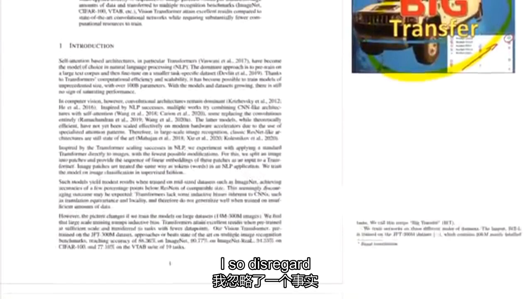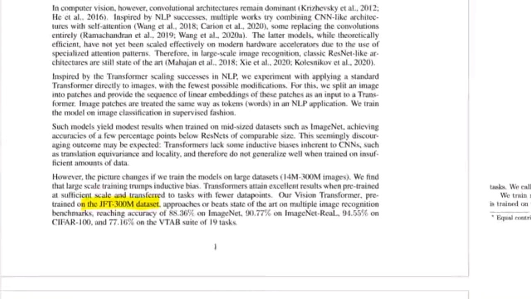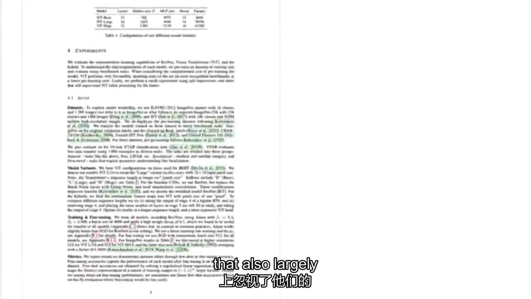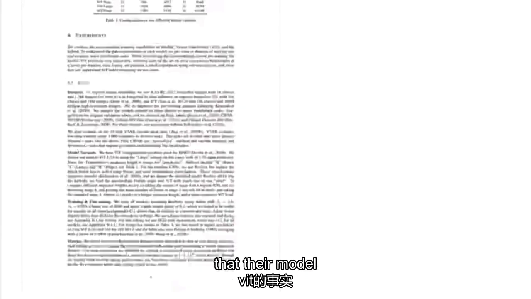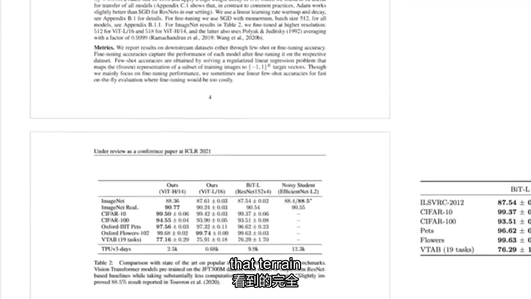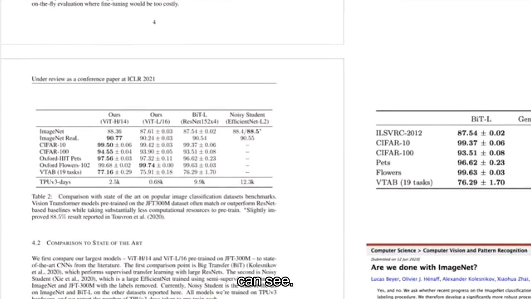So disregard the fact that the paper that we're discussing here uses a JFT-300M dataset that is not available to the public, only to Google. And actually this other paper also trains on that. Disregard that. Also largely disregard the fact that their model is called ViT, while the other paper's model is called BiT. Disregard the fact that they train on the exact same datasets, as you can see right here.